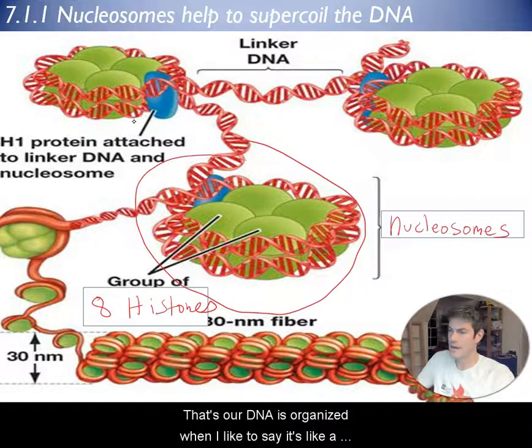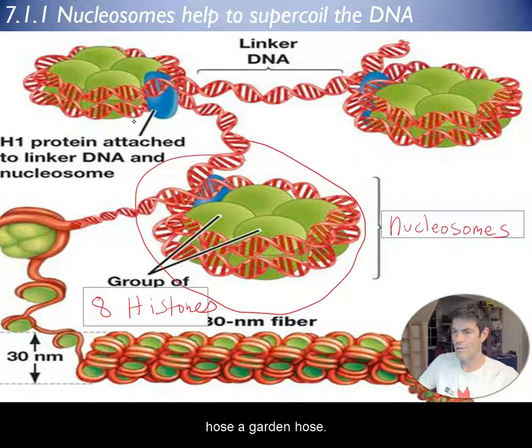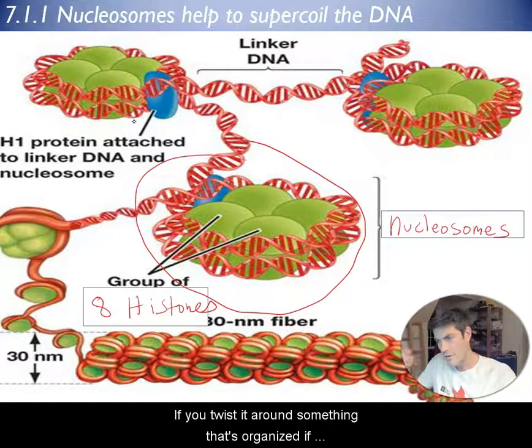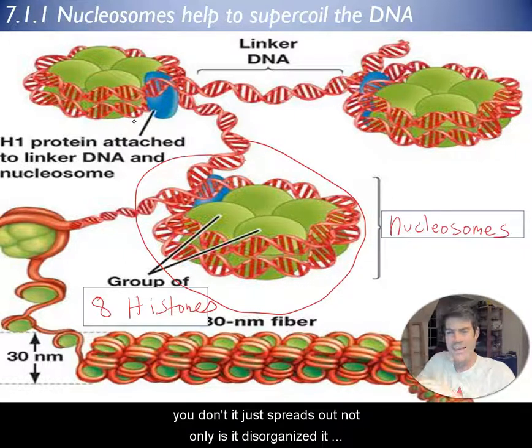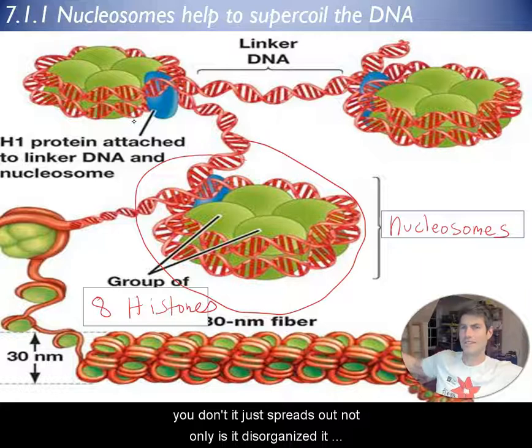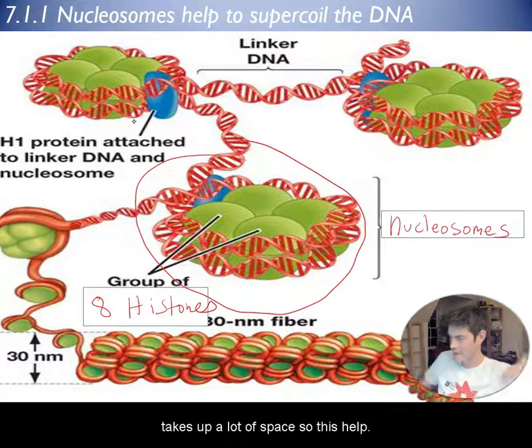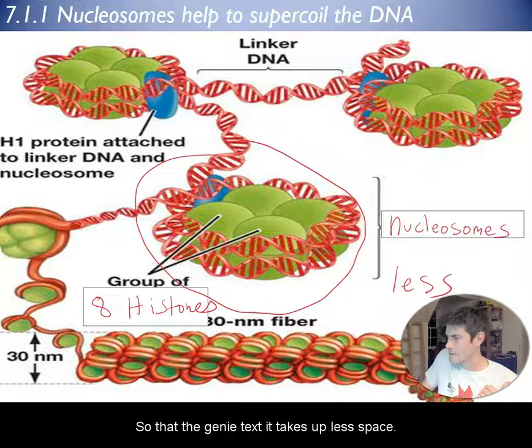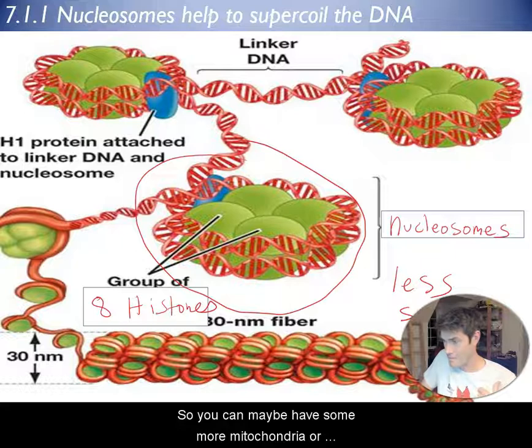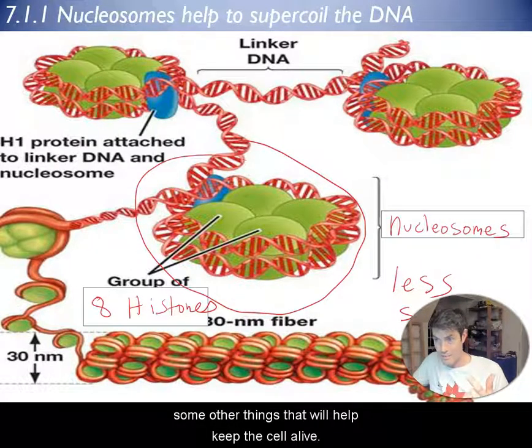What I like to say is, it's like a garden hose. If you twist it around something, it's organized. If you don't, it just spreads out. Not only is it disorganized, it takes up a lot of space. So this helps so that the DNA takes up less space, so you can maybe have some more mitochondria or some other things that'll help keep the cell alive.